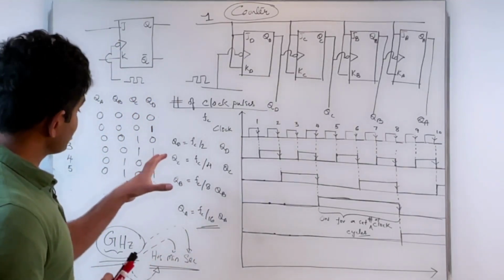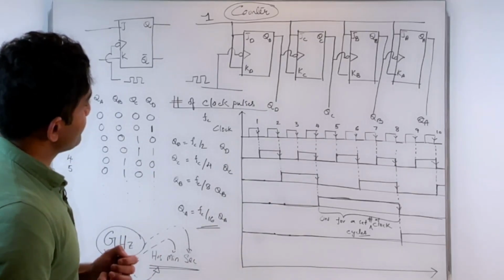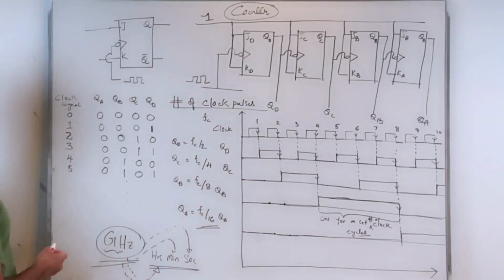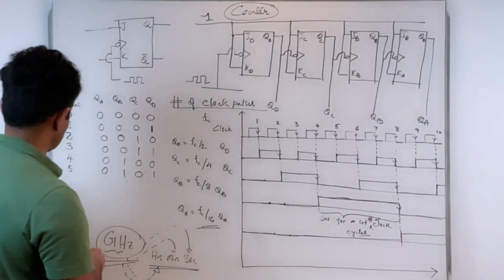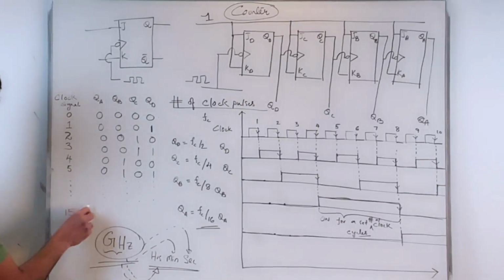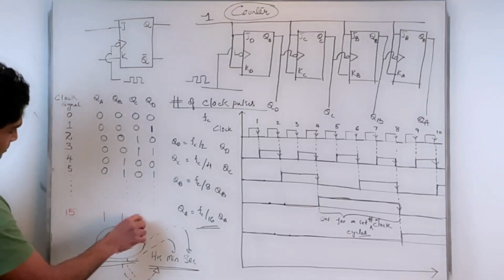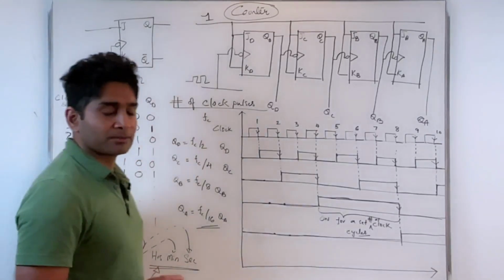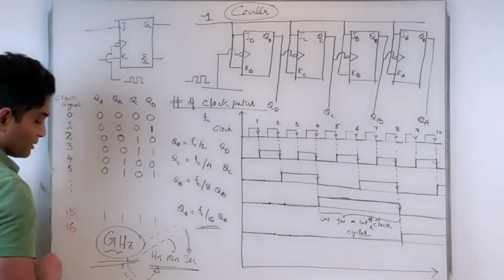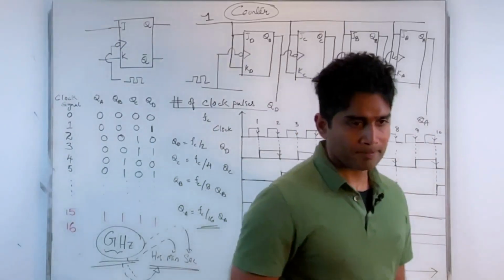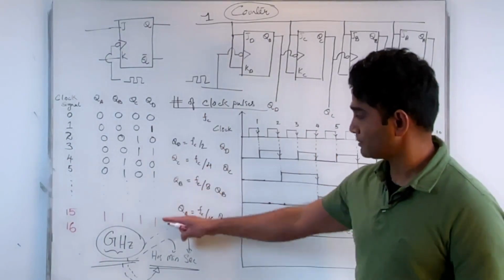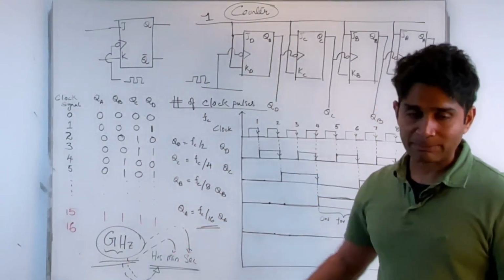So that is your counter. What is the maximum count that you can count with? On the 15th clock pulse, I would basically be counting 1, 1, 1, 1. On the 16th, what's going to happen? So I can count from 0 to 15. What do you think will happen on the 16th clock pulse?